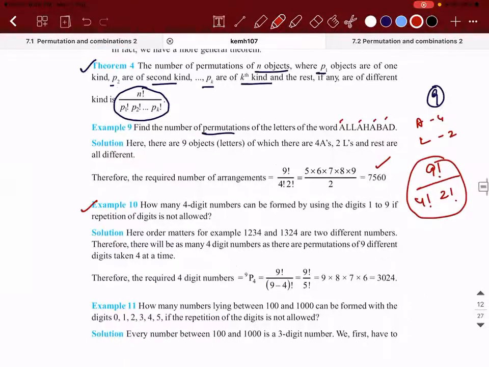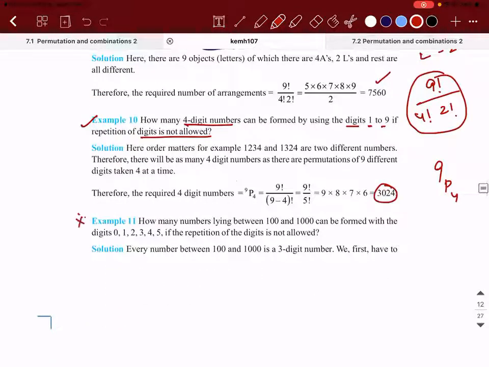Okay. Next. How many 4-digit numbers can be formed by using the digits 1 to 9, if the repetition of digits is not allowed? So you have 9 objects in your hand, 1, 2, 3, 4, 5, 6, 7, 8, 9, out of which you need to form a 4-digit number. So it is 9P4. So you can form 3024 numbers.